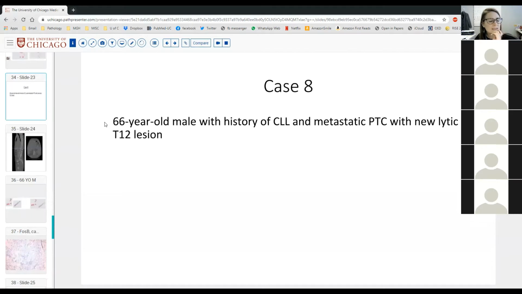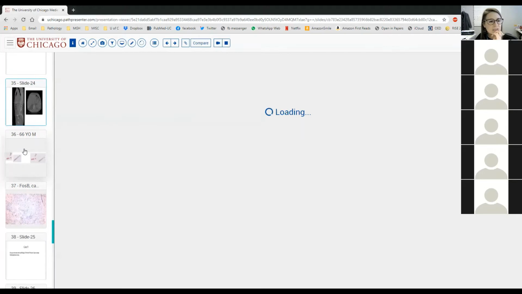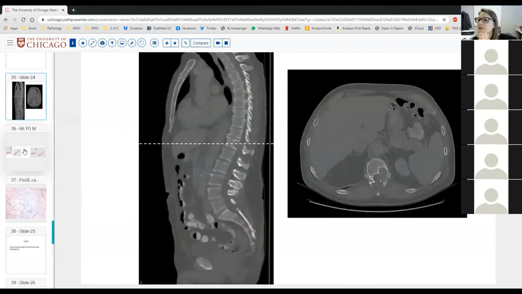All right, case 8, 66-year-old male with history of CLL and metastatic PTC with new lytic T12 lesion. So could be CLL, could be metastatic disease. Here it could be consistent with basically anything. I have the bony windowed CTs here. If you're going to look at bony lesions on CT, you should definitely window it for bone.